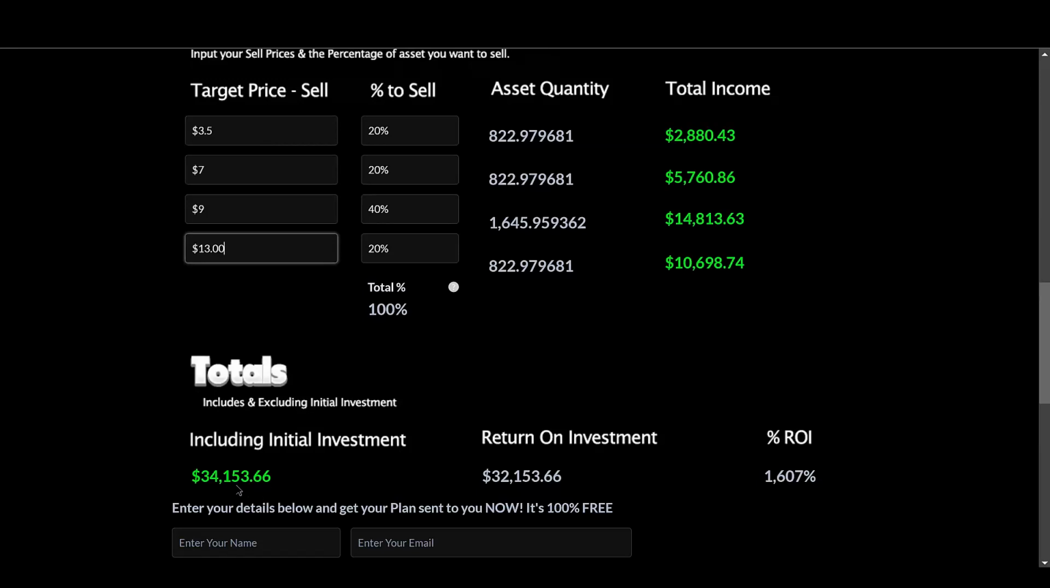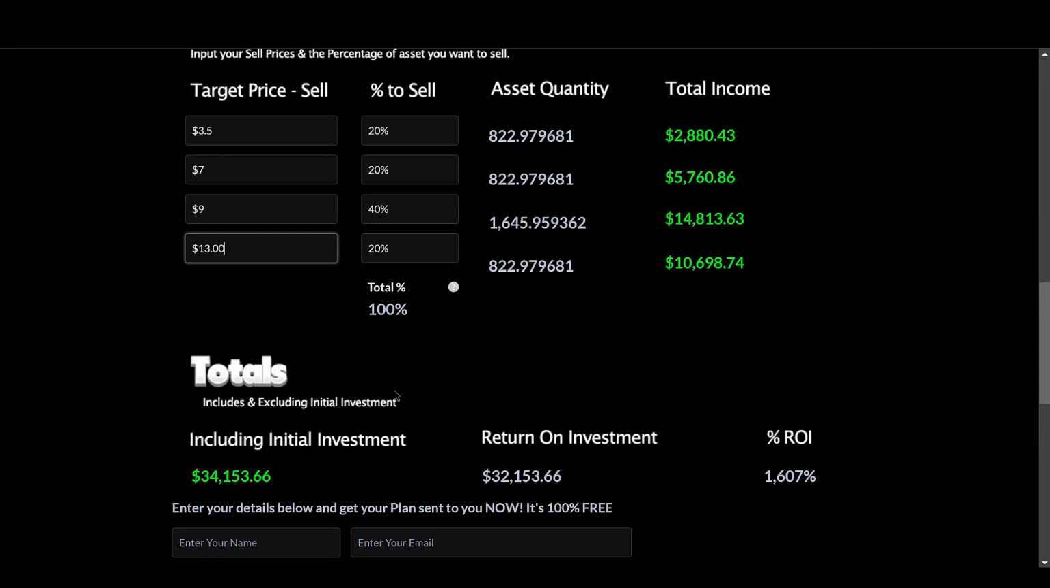So including our initial investment, we're at 34K. 32K will be without the initial investment of $2,000. But our percentage return on investment is 1,600%. Now, on $2,000, you would not complain about that at any time.